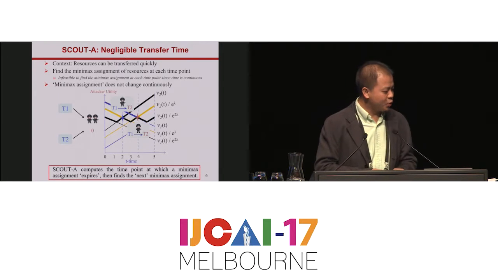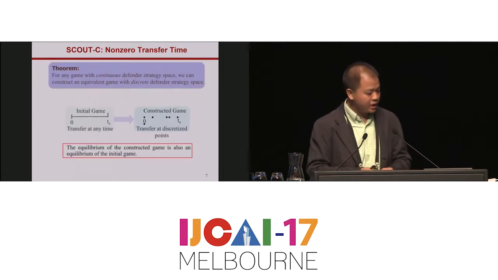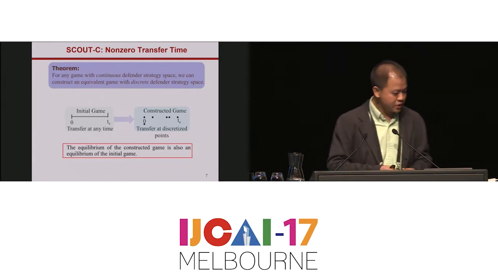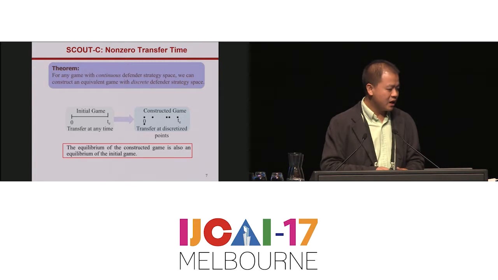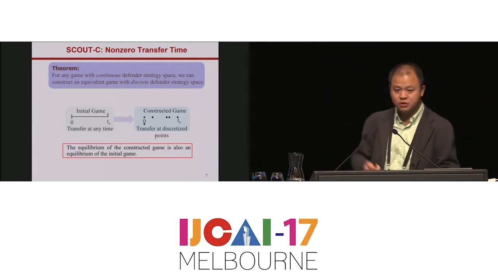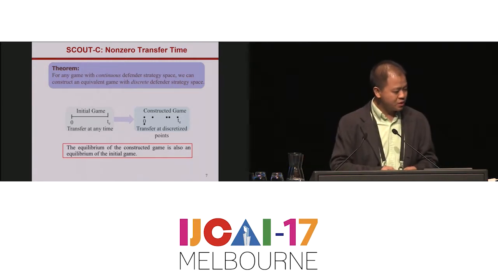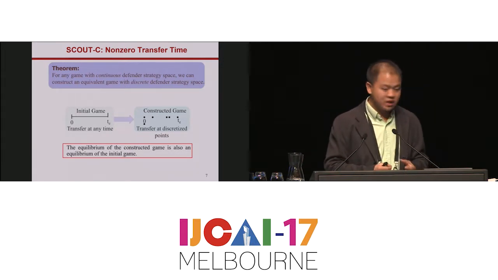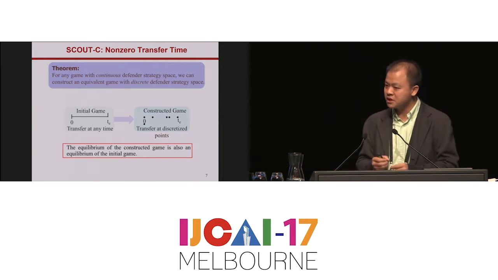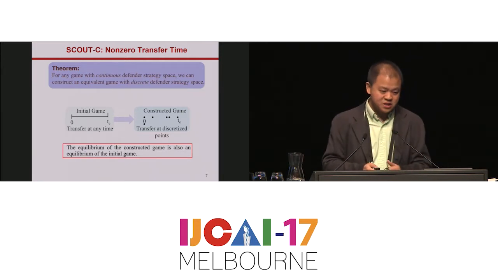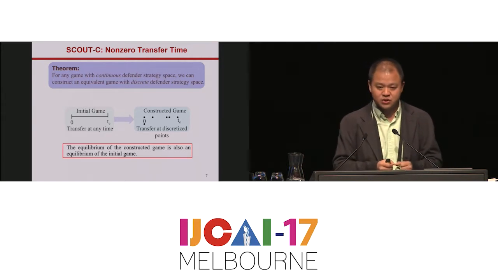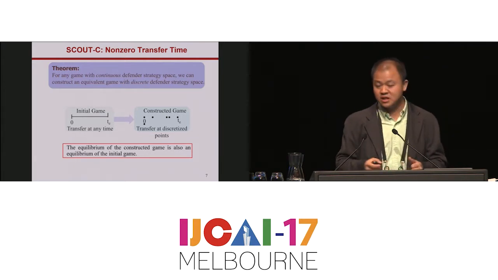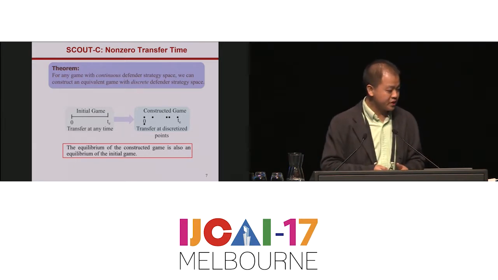So if we want to consider a more complicated situation where transfer takes time, because when the resource is in transfer, the security resource is not protecting any target, it's much more complicated, and the technique I just mentioned will not work. So how to solve this? What we did is, for this continuous time game, we construct a new game where the transfer time is a discrete set. And we can easily solve the game with the discrete set strategy, and we can prove that the equilibrium of the discrete set strategy is still the equilibrium of the original game.